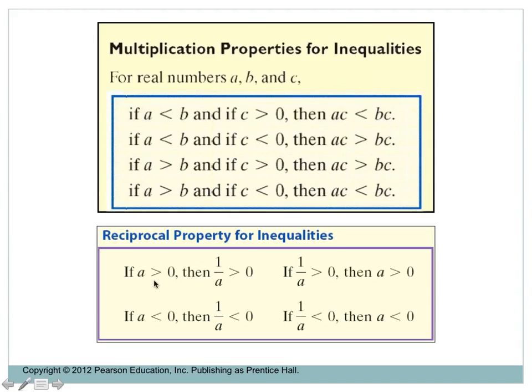Now, reciprocal property, this looks a little confusing, but basically what you can do is you can take the reciprocal of any inequality on one of the sides and you won't change anything. So if a is greater than 0, then 1 over a is also greater than 0. If a is less than 0, then 1 over a is less than 0. If 1 over a is greater than 0, then a is greater than 0. And if 1 over a is less than 0, then a is less than 0 as well.